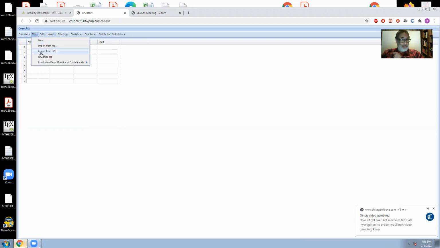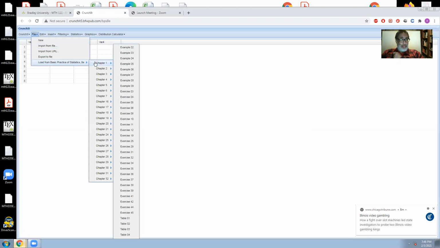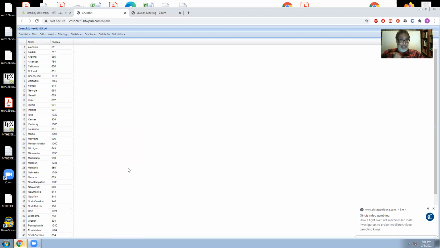And the file, I'm going to upload an example that I found interesting. This is exercise 35 in the textbook. And this rates the number of nurses per 100,000 population, which of course in the time of COVID is a very interesting thing. Now you can see there's a bunch of numbers here, and I'd like to figure out, are there any outliers in this group of numbers?